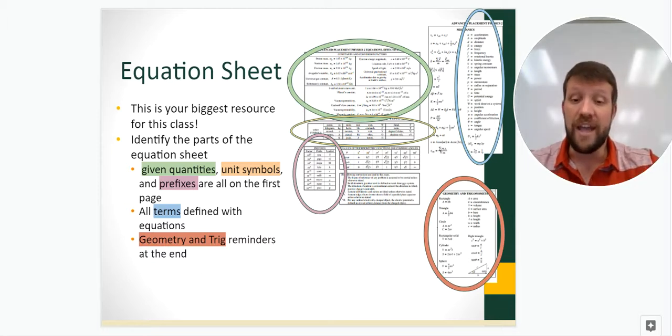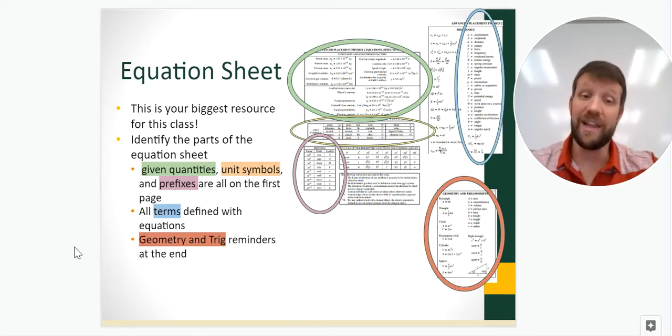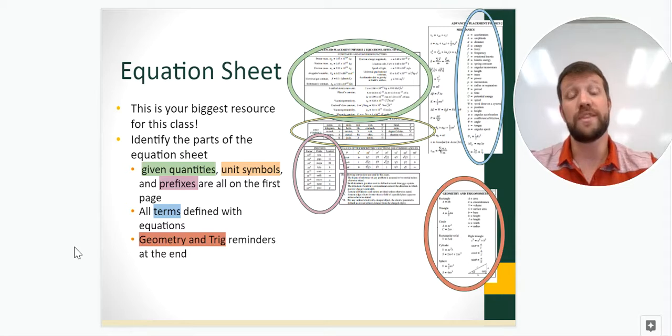And then finally, at the very end there, you have geometry and trig reminders. So it gives you some of those reminders there as far as finding some volumes, as far as your SOHCAHTOA. I remind you of that. I say that a lot. We'll talk about that a lot as we get through solving these problems, but know that it's on your equation sheet too, and so you'll always have that given to you also.